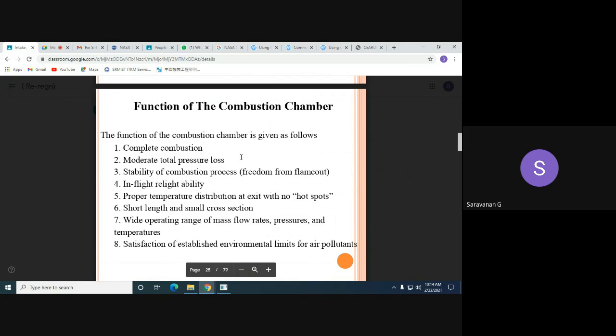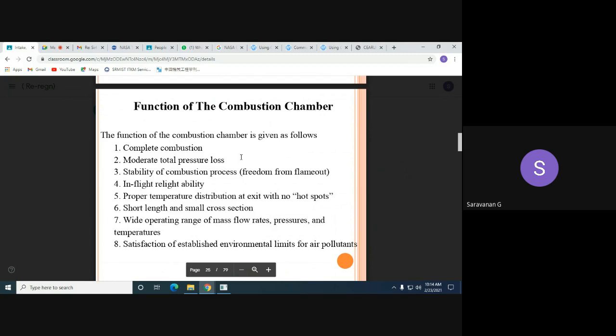Then there will be losses as well. The total pressure loss should be moderate. So there shouldn't be large pressure losses or stagnation pressure losses. They should be avoided. The pressure loss percentage should be very small, or at least moderate in level. That is the second function of the chamber.